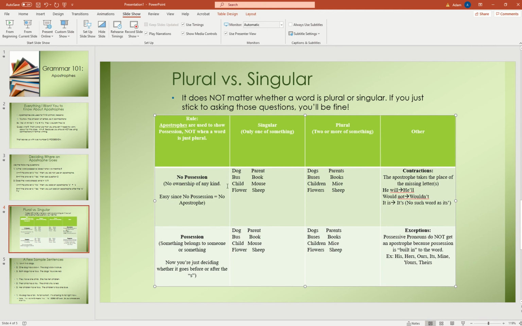Good answer. Nowhere. There's no possession. I have one dog. There's no owner. The dog doesn't own anything. I have one child. Nothing belongs to the child. Okay. Now two of them. I have two dogs. Where does the apostrophe go?